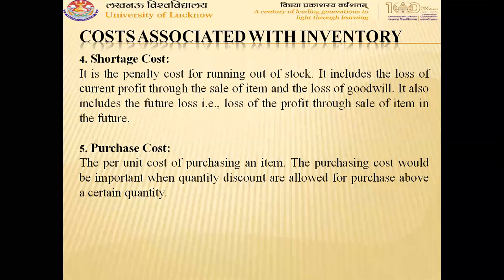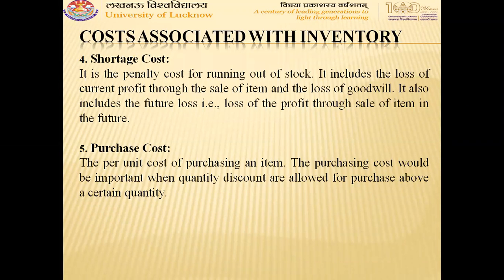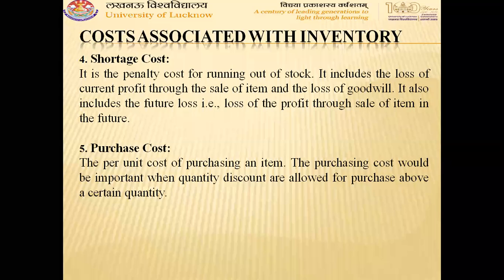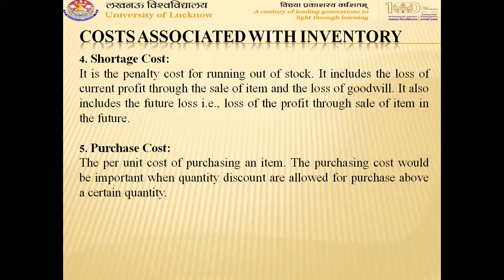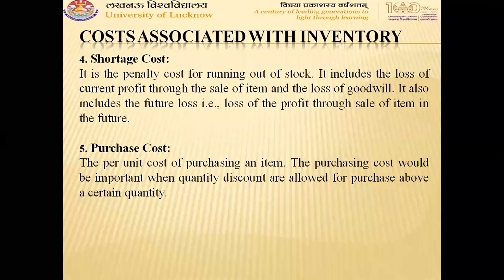Next cost is purchase cost. It is the per unit cost of purchasing an item. The purchasing cost would be important when quantity discounts are allowed for purchase above a certain quantity. That means if you buy 50 products, then the cost will be different. If you buy 100 units of the product, then the cost will be different. So in such a manner, these are called cases of price break, in which purchase cost is important.